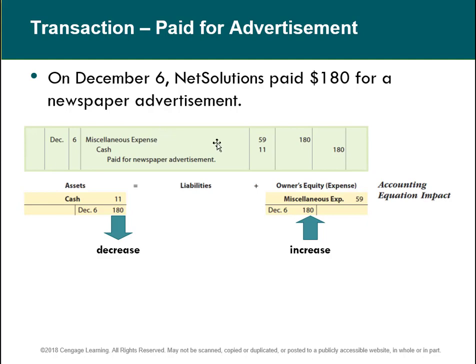Next one, they paid $180 for a newspaper advertisement. So debit miscellaneous expense and credit cash. Whatever account you'd want to use here. If it was a sizable amount, then you make up your own account for it. But I tend to stay away from miscellaneous expense because you don't know what's in it.